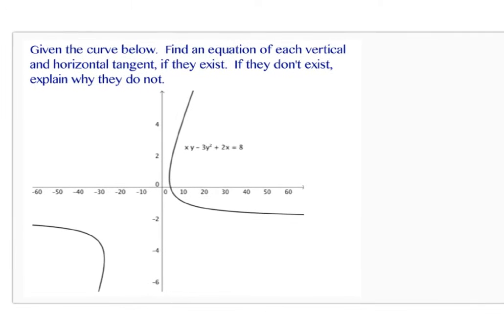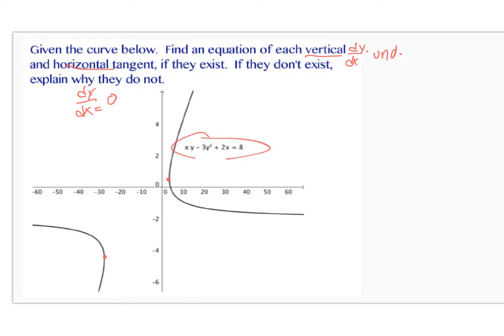All right, we've got an ugly curve. We need an equation of each vertical tangent, so that's where the derivative is undefined. And horizontal tangent, that's where the derivative is equal to 0. Visually, I can see that we've got some of each of those potentially going on here. Definitely some vertical ones. Horizontal ones, I'm not convinced that ever is going to flatten out.